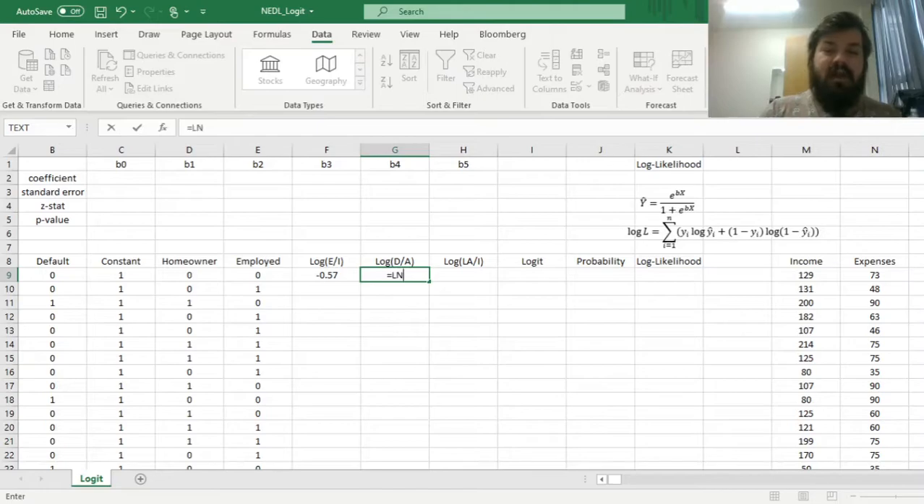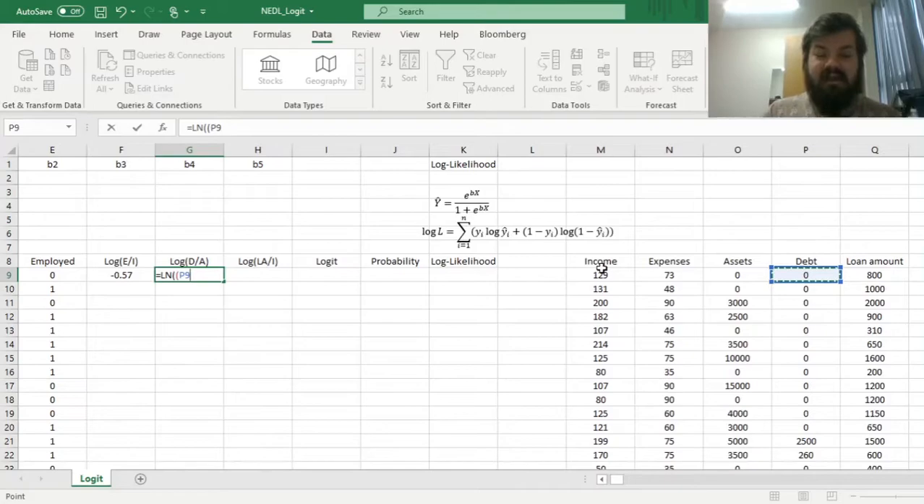So we can figure out the natural logarithm of the leverage of our applicant after they would have been granted the loan. So in the numerator we would have total debt, which is outstanding debt, debt before they were granted the loan, plus the loan amount, divided by their assets after they were granted a loan. So assets plus the loan amount.